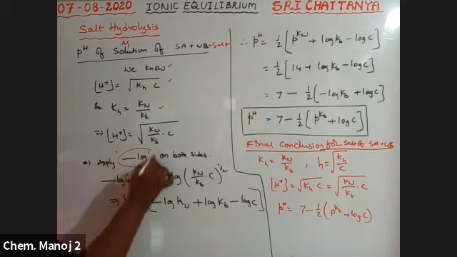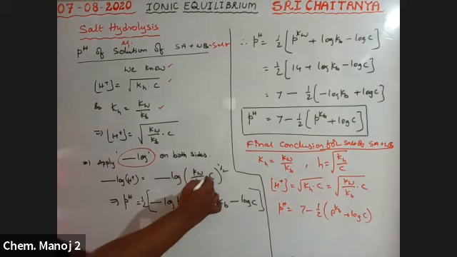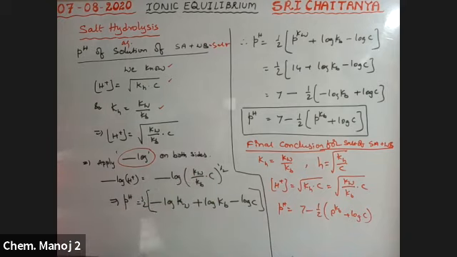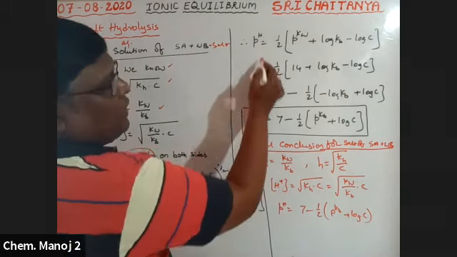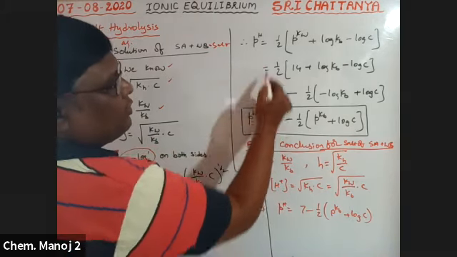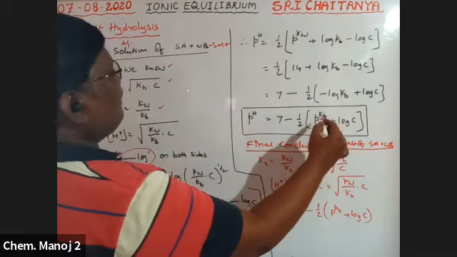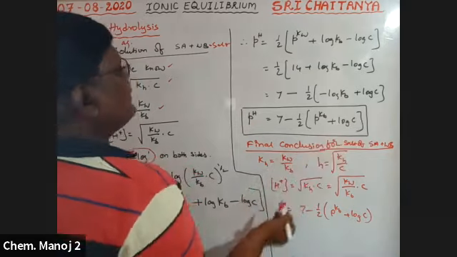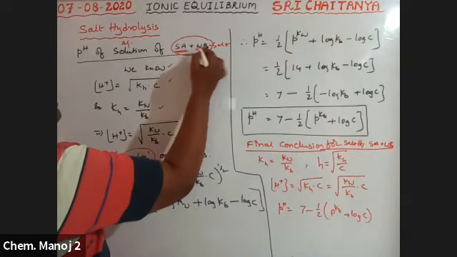Apply minus log on both sides. That is, minus log H plus is equal to minus log of Kw by Kb into C whole power 1 by 2. After readjustment, pH is equal to 1 by 2 into minus log Kw. Please read it once again, boys. Finally, pH is equal to 7 minus 1 by 2 pKb plus log C. Boys, this is the case of strong acid plus weak base.